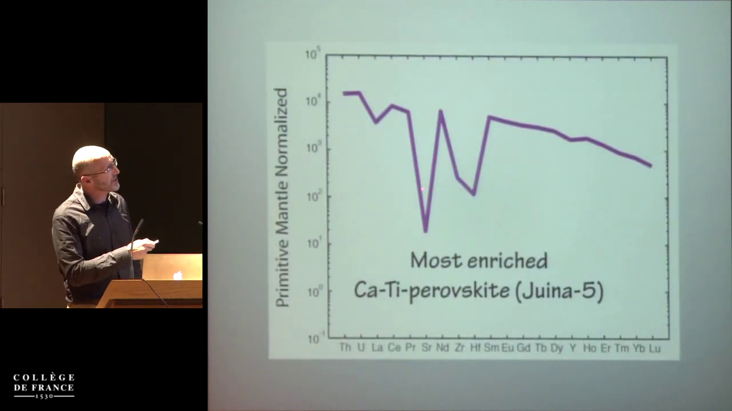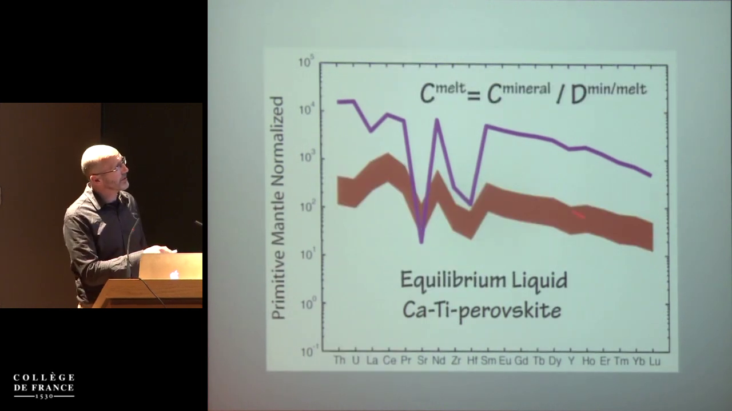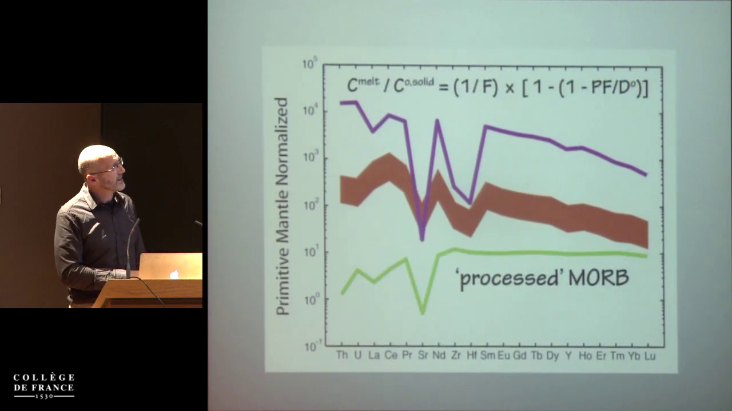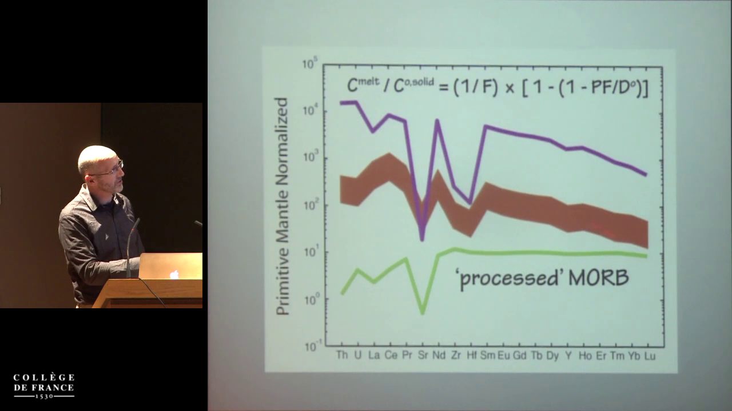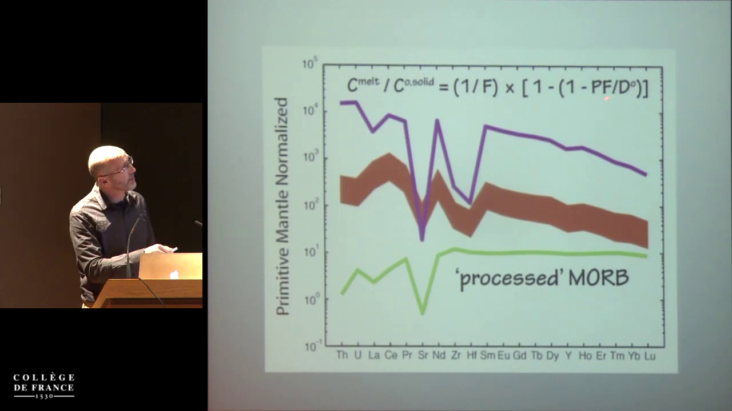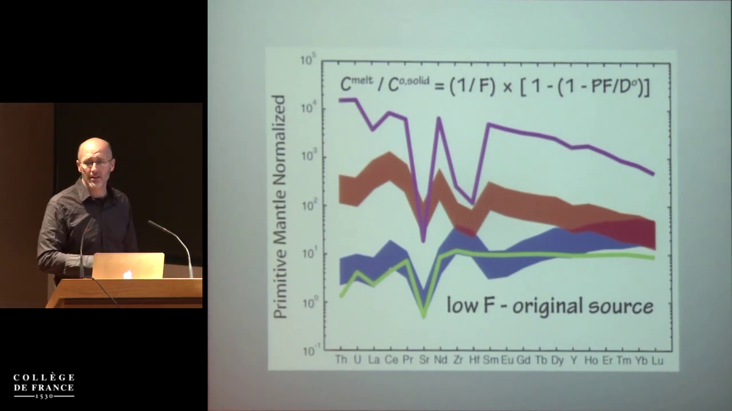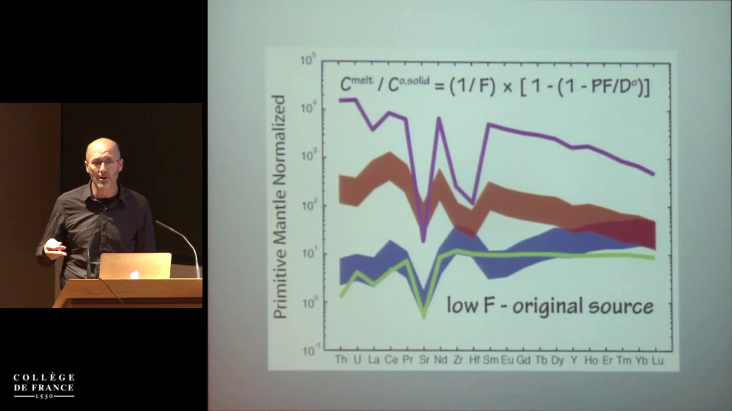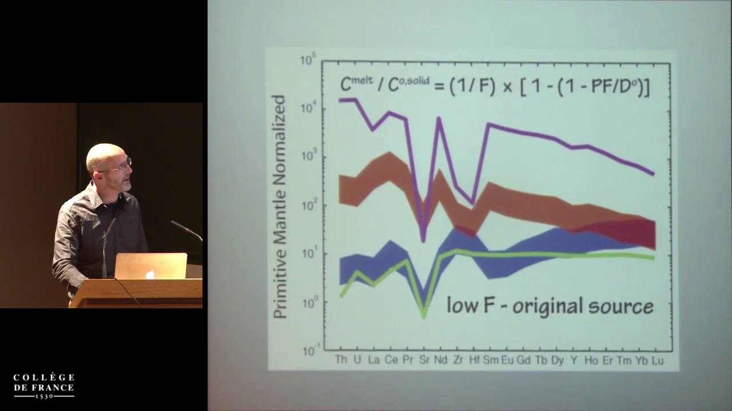So you take a most enriched perovskite, you calculate the liquid that would be in equilibrium with it. This band kind of reflects some uncertainty in the partitioning coefficients. Then you say, this is our model processed MORB, the thing that we think was subducted. And then we can invert that liquid to what the solid would have been through that equation. And when you do that, it's not that bad of a match. There's a bit of a mismatch on the heavies, but overall, we're pretty convinced that these are primitive melts coming off of subducted eclogite deep in the transition zone or the upper part of the lower mantle.